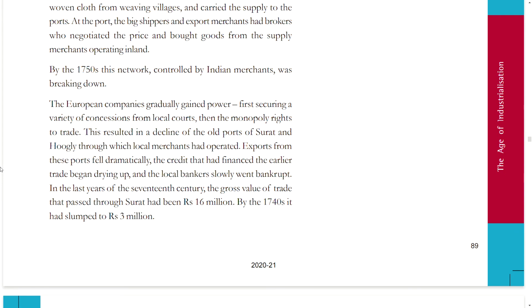The European companies gradually gained power, first securing a variety of concessions from local courts, then the monopoly rights to trade. This resulted in a decline of the old ports of Surat and Hooghly through which local merchants had operated. Exports from these ports fell dramatically. The credit that had financed the earlier trade began drying up, and the local bankers slowly went bankrupt. In the last years of the 17th century, the gross value of trade that passed through Surat had been rupees 16 million. By the 1740s, it had slumped to rupees 3 million.